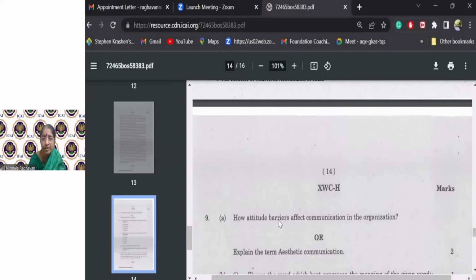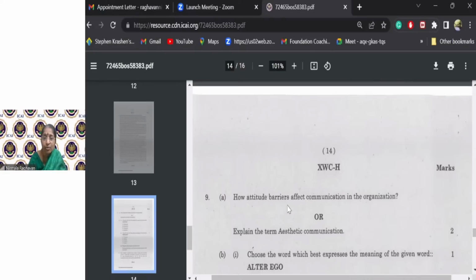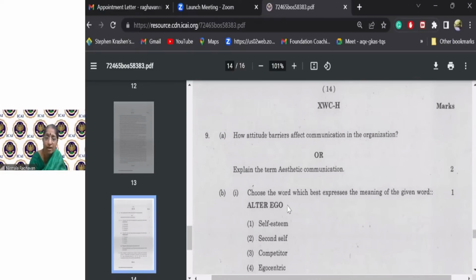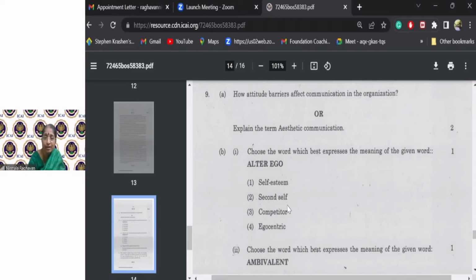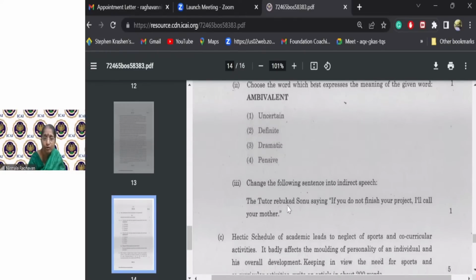How attitude barriers affect communication in the organization? When a person has an attitude, communication is never complete or can be misinterpreted, because the choice of words and the body posture will all change according to your attitude. Now, aesthetic communication is music, dance, drama, where you don't convey with words, but with a sense of beauty that lies behind it.